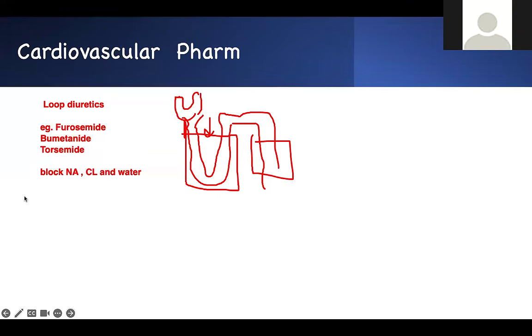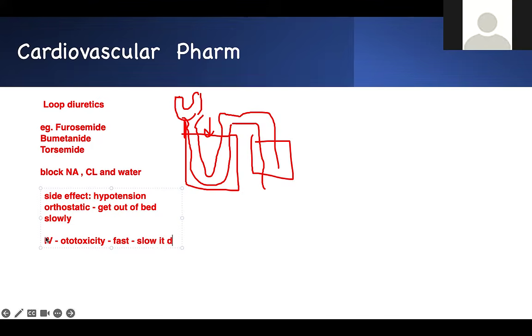What side effects are they going to ask you? Sometimes you've got to make these things easy so that you don't have to memorize them. If I'm losing a lot of water, my blood pressure is going to go down, hypotension. And this is usually orthostatic. So you teach them to get out of bed slowly. That's all. That's the teaching. That's the complication associated with it, right? The second one, if you give it too fast IV, it can cause ototoxicity. That means if you're going too fast, the next thing you do is slow it down. That's all, right? It can cause dehydration, right?